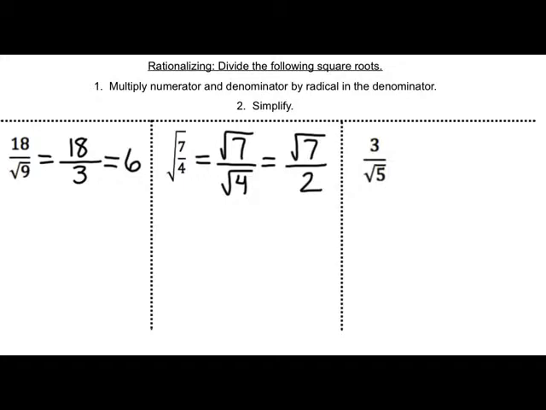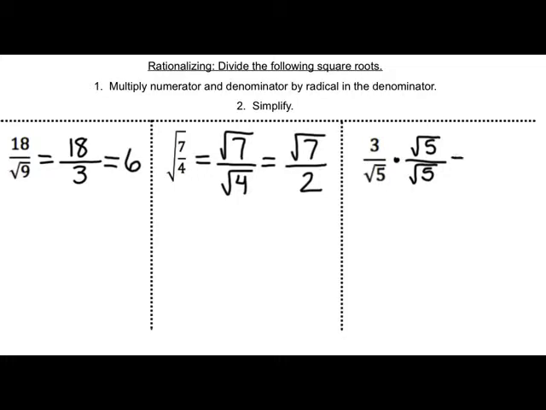It says multiply the numerator and the denominator by the radical in the denominator and then simplify. So the radical or the square root in the denominator is the square root of 5. So what I do is I multiply the top by the square root of 5 and the bottom by the square root of 5. Square root of 5 divided by square root of 5 is just 1. So really all we're doing is multiplying by 1.